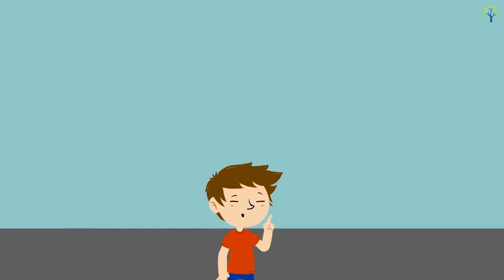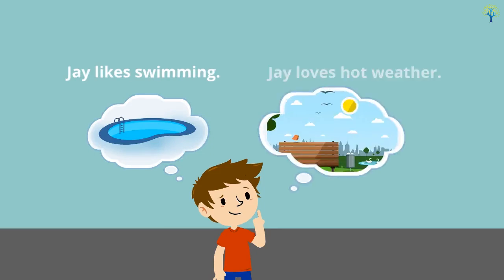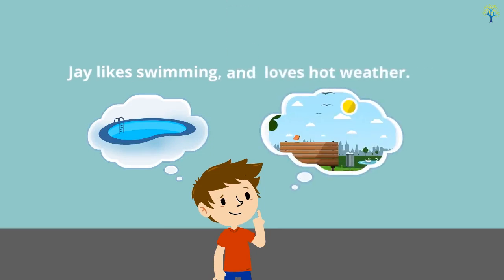Use and to join two sentences of equal importance which gives similar information. For example, instead of saying, Jay likes swimming, Jay loves hot weather, you can say, Jay likes swimming and loves hot weather.